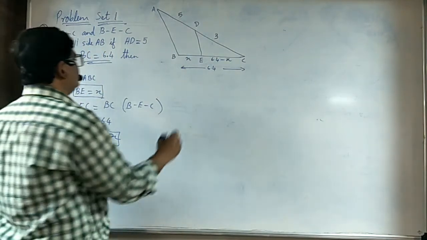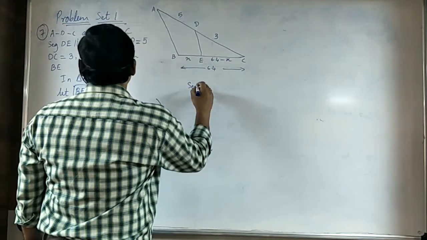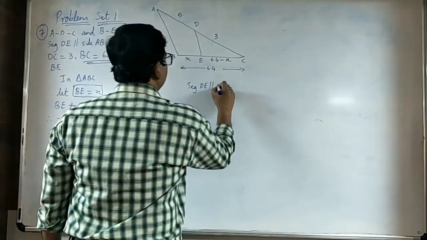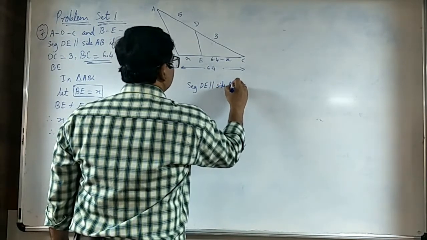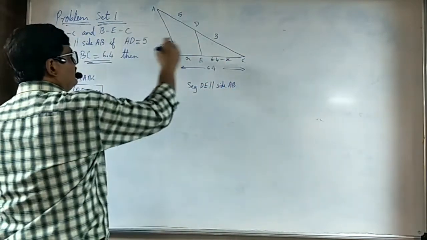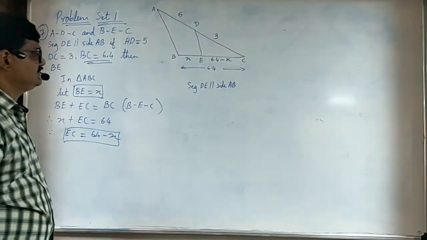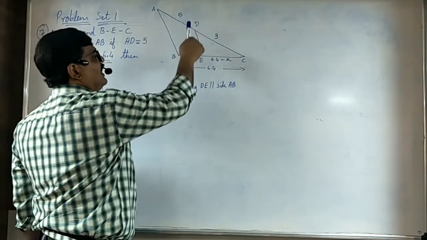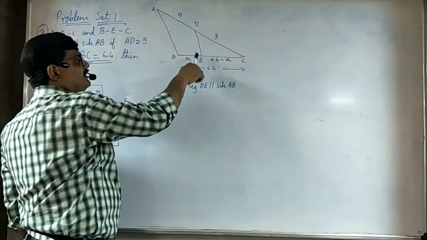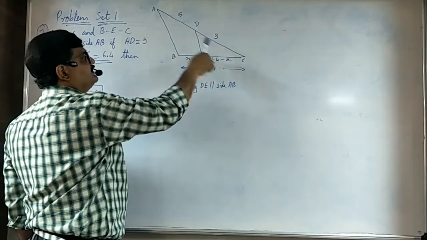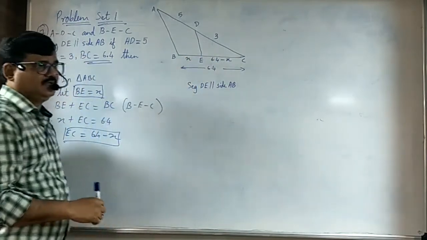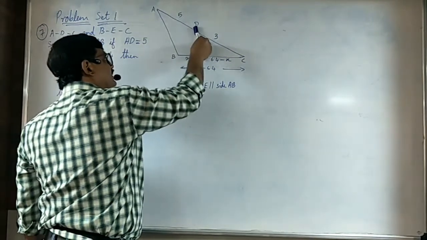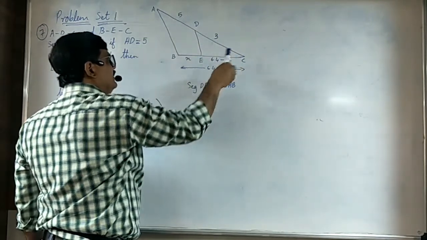Now, here DE is parallel to side AB. Can you see that in triangle ABC, DE is parallel to side AB? We have just done the basic proportionality theorem: if a line is parallel to one side of a triangle and divides the other two sides at two distinct points, then it divides those two sides proportionally.